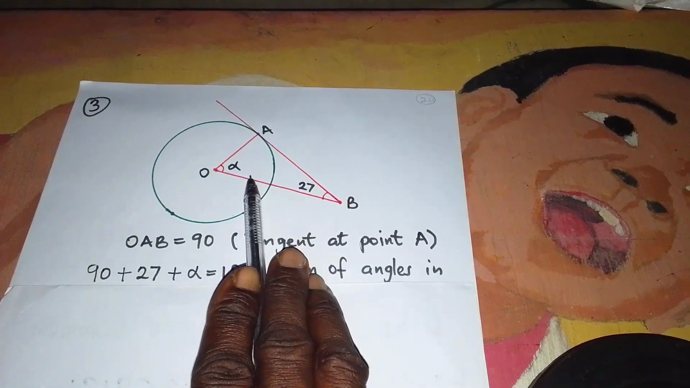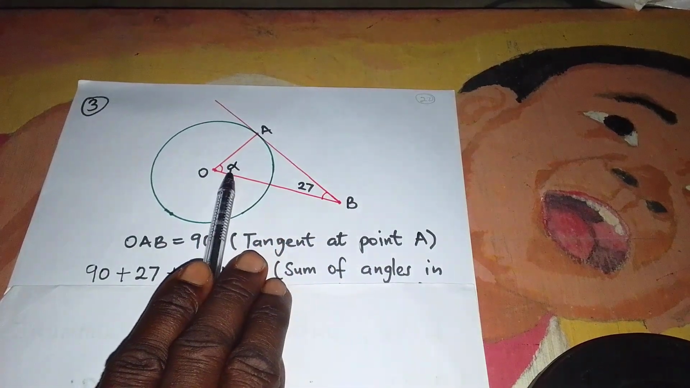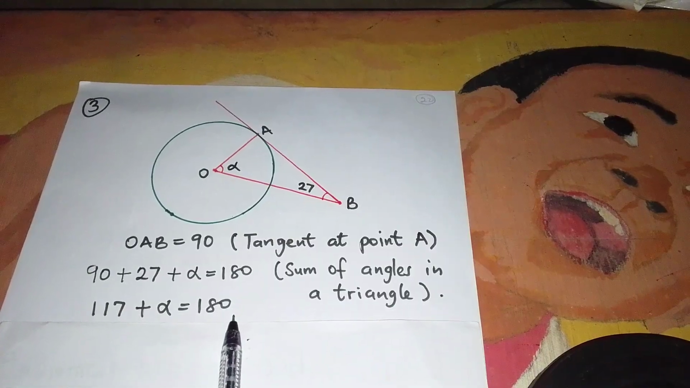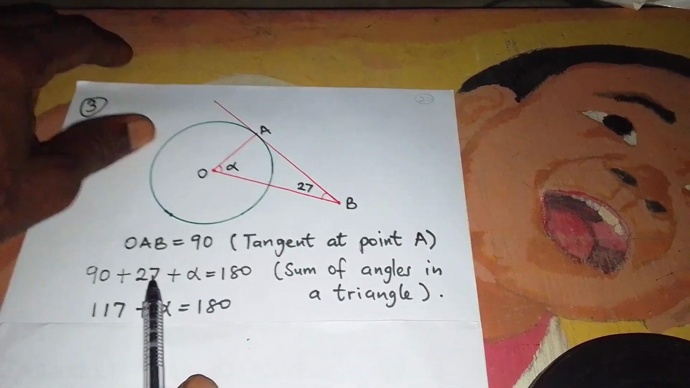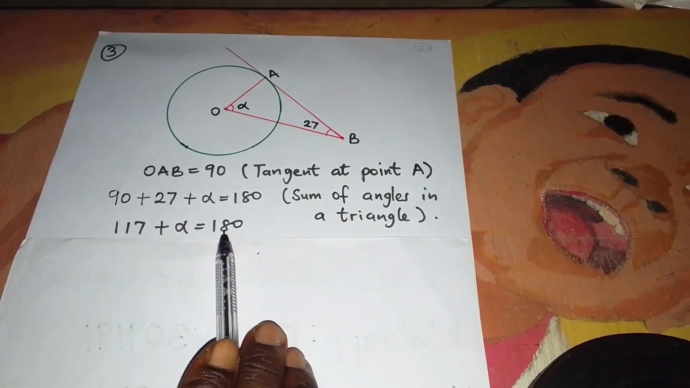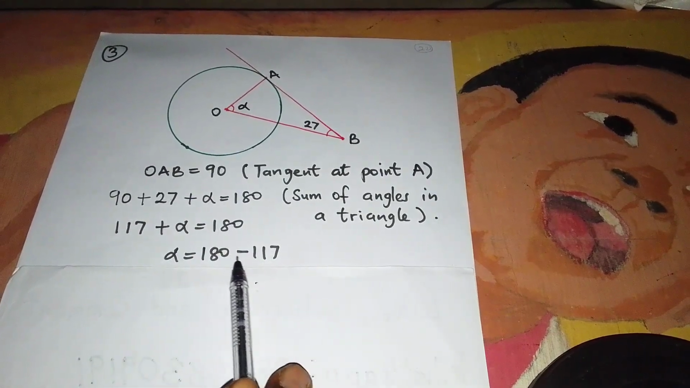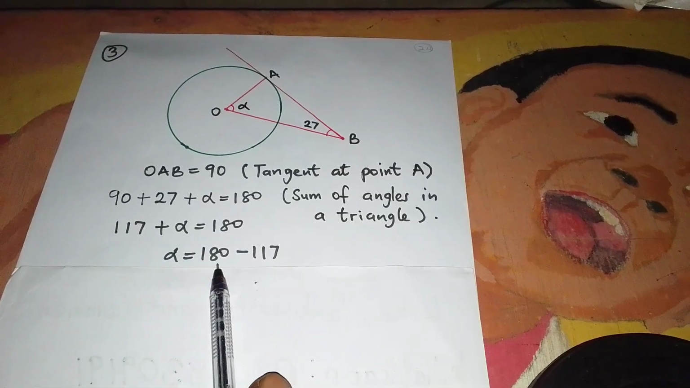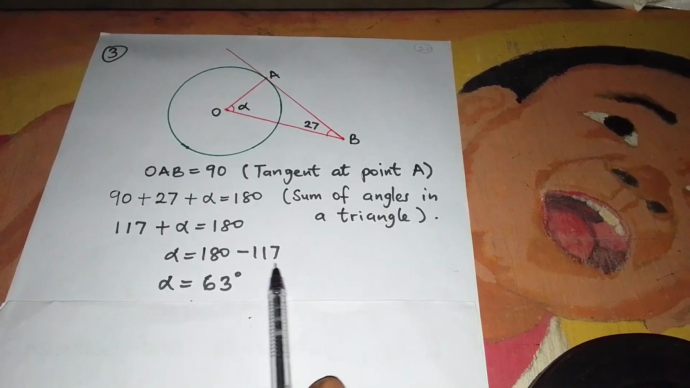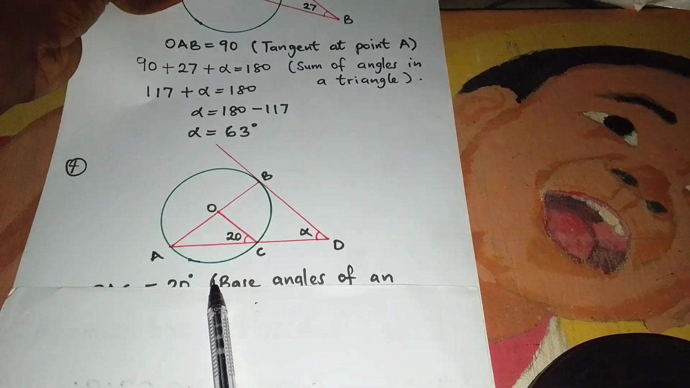So if you now add the whole angles together, this angle OAB, 90, plus 27, plus this angle you are told to look for should be equal to 180. Why? Sum of angles in a triangle. So 90 plus 27 will give you 117, plus alpha is equal to 180 degrees. If you bring this 117 to this side, it turns to minus 117. Alpha equals 180 minus 117, which gives us 63 degrees. Now let's look at number 4.